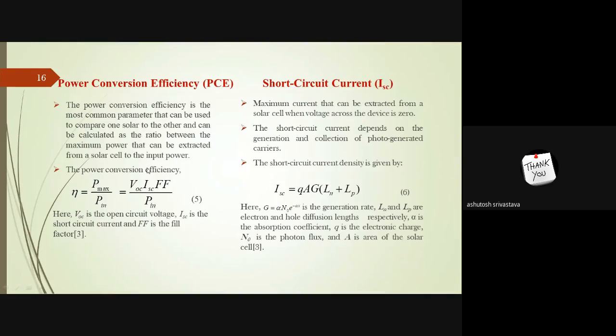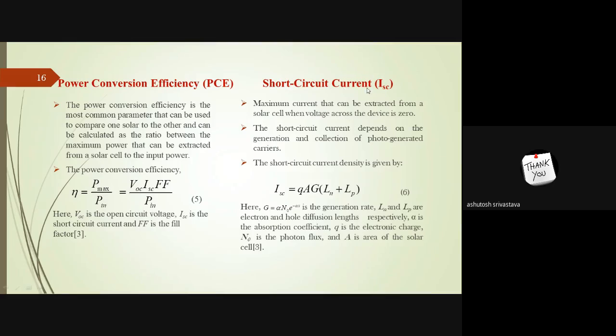The power conversion efficiency, this eta, is nothing but P max by P in. The power conversion efficiency is the most common parameter that can be used to compare one solar cell to another, and can be calculated as a ratio between the maximum power that can be extracted from a solar cell to the input power. The maximum power P max is given as VOC times ISC times the fill factor. P in is the input power. What is the input power to a solar cell? Normally we take it to be 1000 watt for a normal terrestrial solar cell.